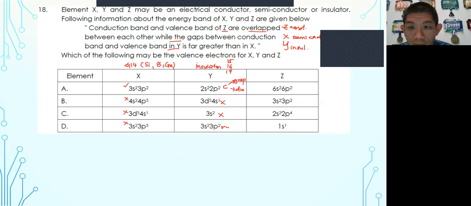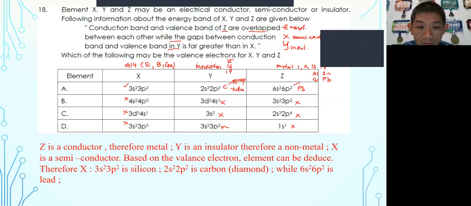Z is a conductor, so it must be a metal. It might be group 1, group 2, some of group 13, and some of group 14. Examples of group 13 that are metals are aluminium downward, all are metals. Whereas for group 14, it is tin and lead that are metals. Okay, so this is the valence electron configuration of lead, which is correct. This is silicon, which is wrong. This is carbon, which is wrong. Now this is hydrogen, also wrong. So the best answer in here will be A. A will fit the description for all of them. Okay, so that is how you solve question number 18.